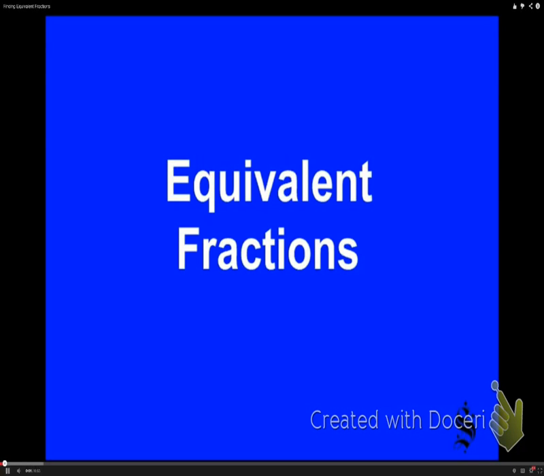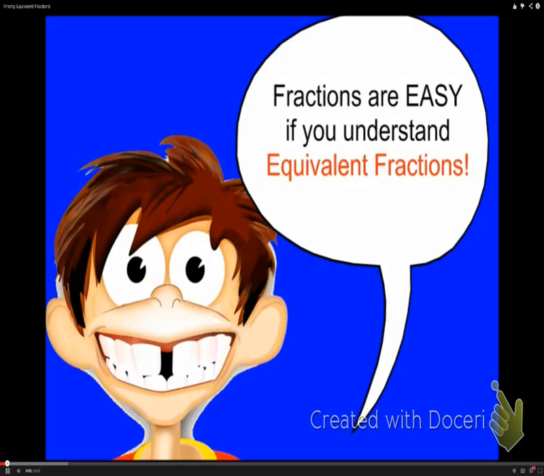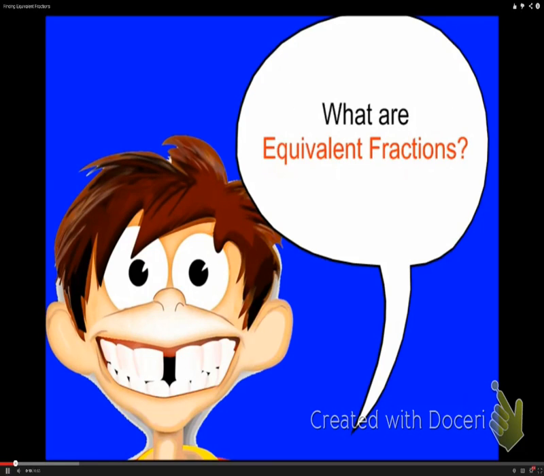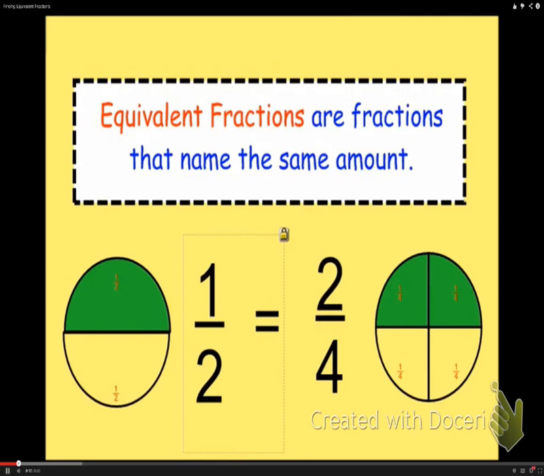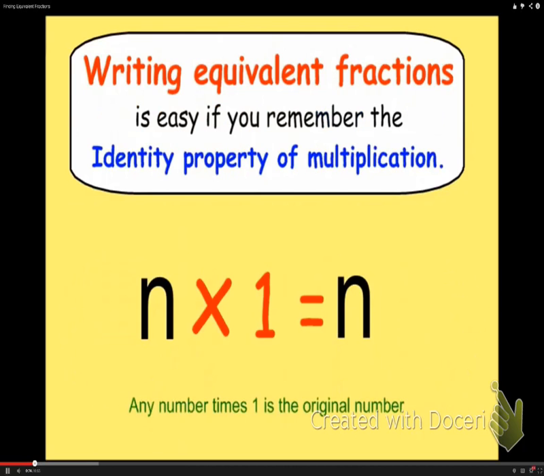We're going to take a look at equivalent fractions. And if you understand equivalent fractions, then working with fractions is pretty easy. Well, what are they? Equivalent fractions are fractions that name the same amount. So here you have two fractions, 1/2 and 2/4, and they're naming the same part of that circle. 1/2 and 2/4 are equivalent fractions. They're naming the same thing.